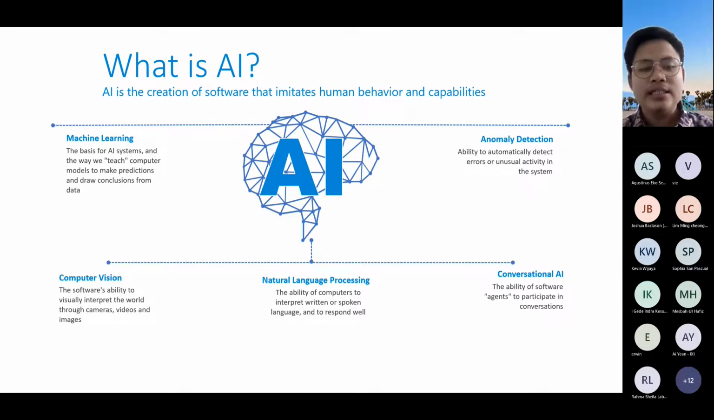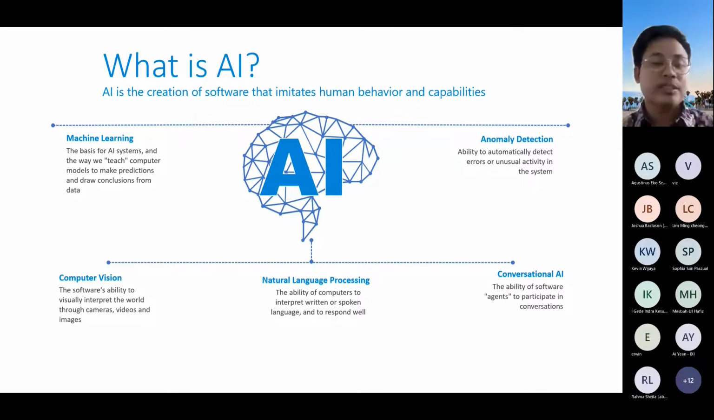The second is computer vision. Computer vision is the software's ability to visually interpret the world through cameras, videos, and images. You can use it for medical, for transportation, or for companies, and many others. Okay. The third is natural language processing.